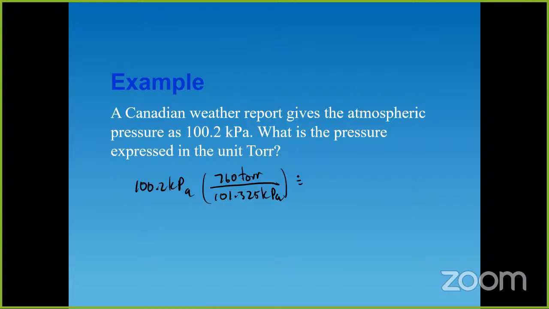So it's 100.2 divided by 101.325, and according to my times 760. According to my calculations, this works out to be equal to 751.6 torr. And that's it. All right, so that's basically how that is done.